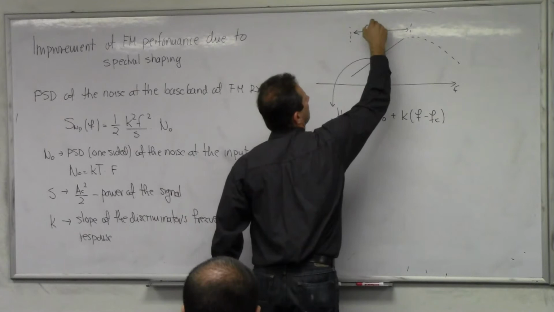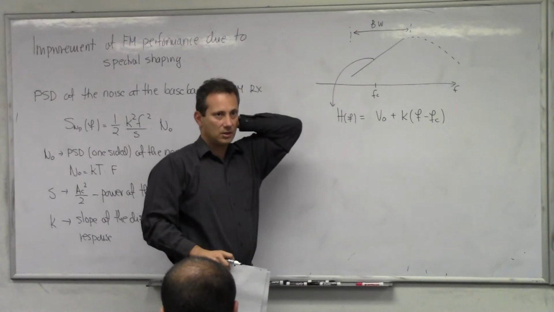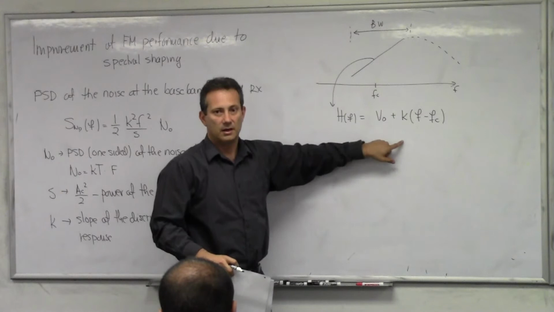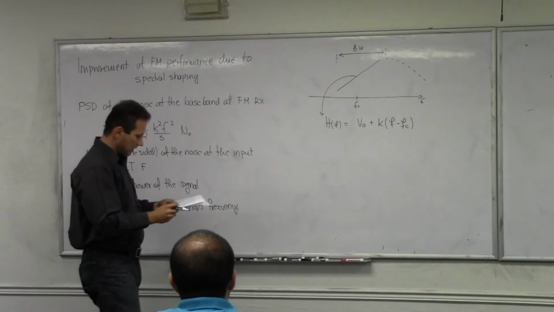And what we're doing here, we're having a filter that translates the frequency variations here into amplitude variations, and then we demodulate that using an envelope detector. So the slope of this filter is K, and that K is what appears in this expression here. So that's the power spectral density of the noise. Now at the output, if you were to plot this, this is the plot.